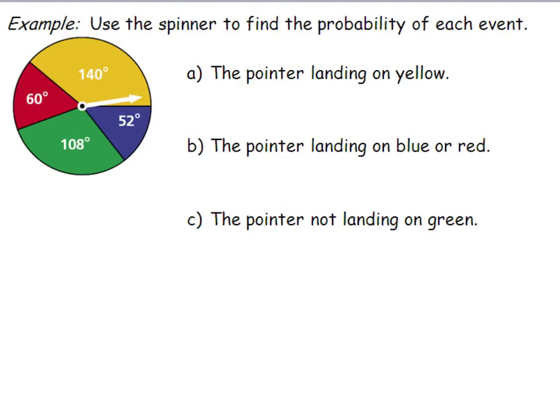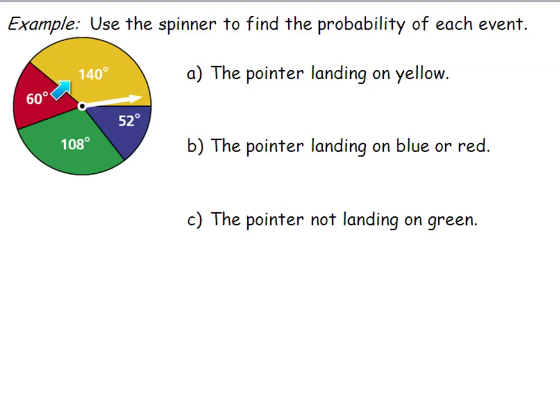So for our next example here, we have the angle measurements, and we're going to figure out, using a spinner, what the probability of each of the following events is going to be. I'm going to do the first one with you, and then I'm going to let you loose on the other two on your own. So the first one says we're going to find out what the probability of the pointer landing on yellow would be.